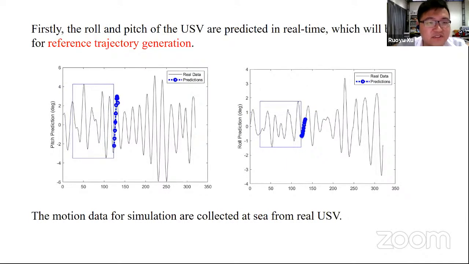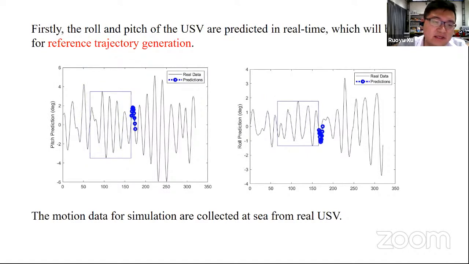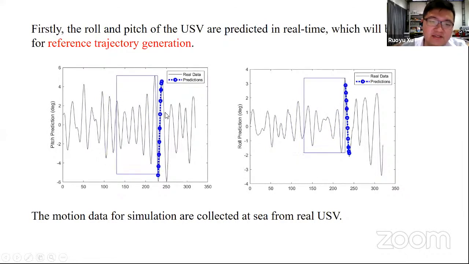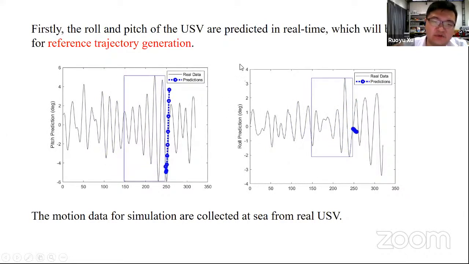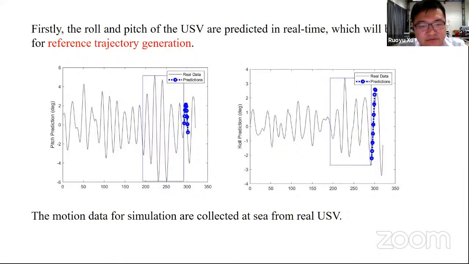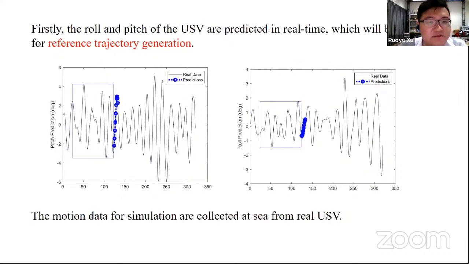In this framework, firstly, the roll and the pitch of the USV are predicted in real time. The black line is collected data from a real USV, and the blue lines are the predicted motion. We can see that the predicted motion agrees with the real motion, which will be further used to generate the reference trajectory for the MPC controller.